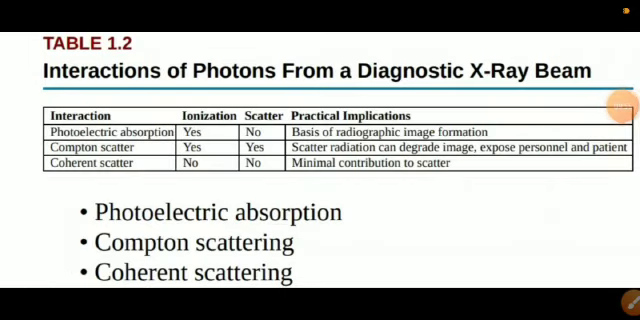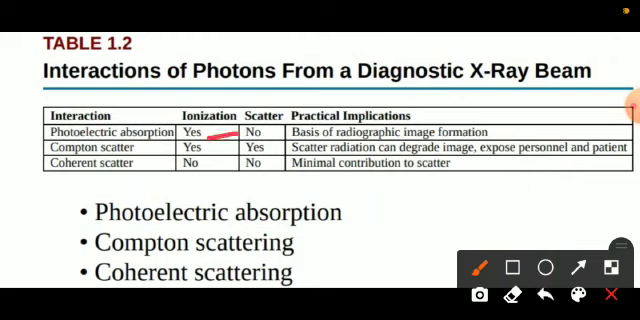Interaction of a photon from a diagnostic X-ray beam. Photoelectric absorption causes ionization because the electron is released. Okay, there are those scatter photons. The practical implication is that this is the basis of radiographic image formation. Compton scatter shows ionization because the electron is ejected and the photon is also ejected, therefore it shows scatter also. Scatter radiation can degrade the image and expose personnel and the patient.